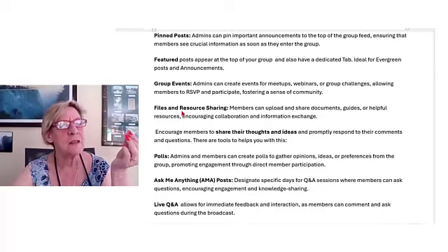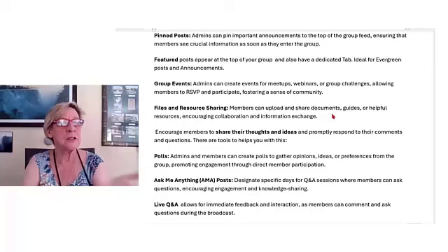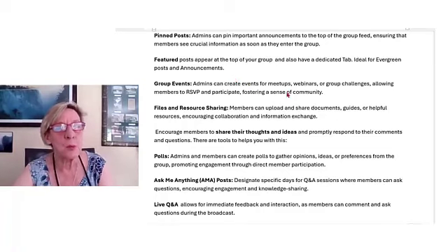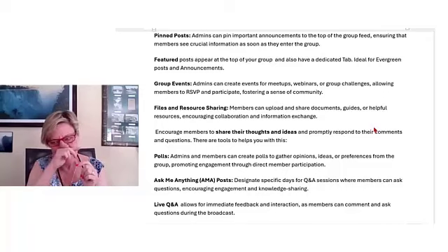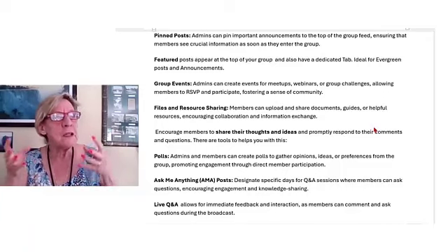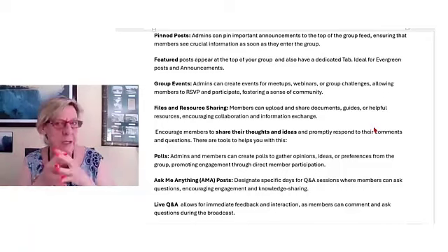We mentioned files and resource sharing. Such a good bucket to put important content. What does irritate me about the files and resources? You can't share a video and files in the same post. So that's a bit irritating.